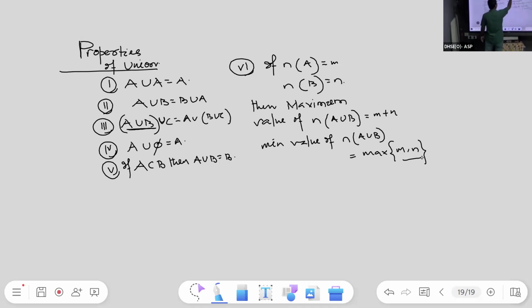Is it clear, guys? Please write in the chat box. Is it clear? Did you understand? Pratisha, Priyanka, Krishnamayi. Okay, then come to intersection of sets. Just a minute, guys.